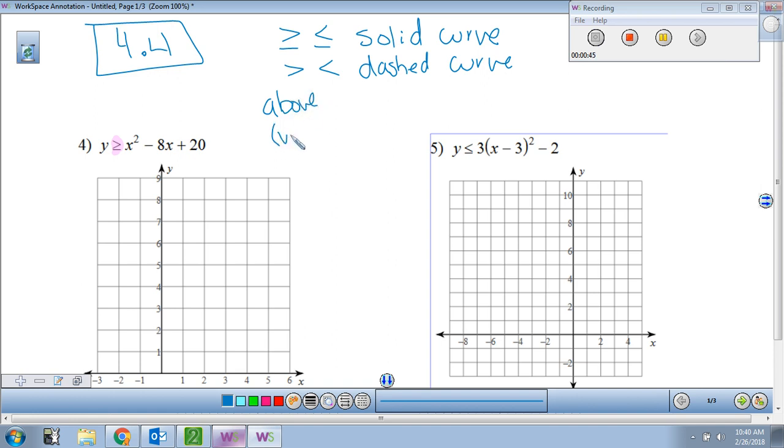And what you're going to look for is above the vertex. And if it's less than, we're going to shade below. And again, you're going to look for below the vertex. Now, we need to know how to graph these. So this one's obviously easy. That one we could do transformations.